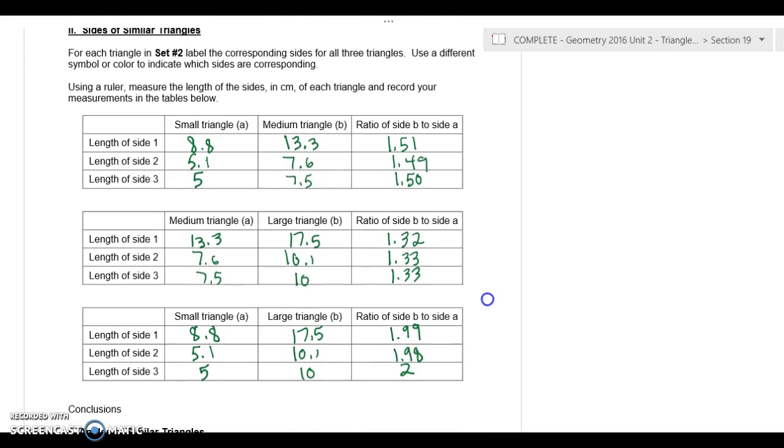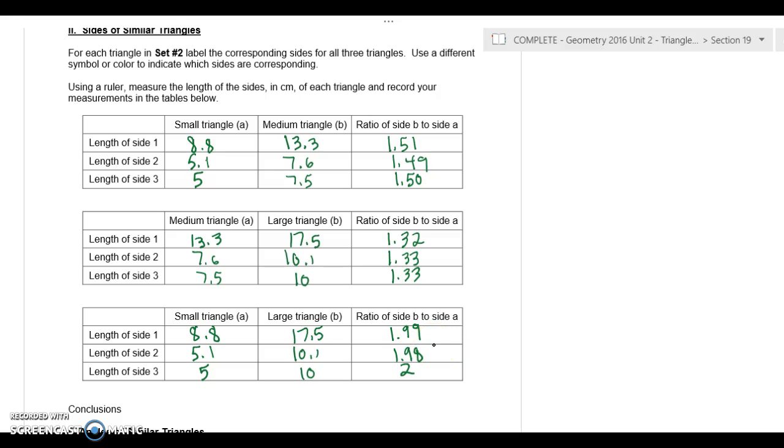Did the same thing for the medium triangle and the large triangle, 13.3 and 17.5, 7.6 and 10.1, 7.5 and 10. Found the ratio of the large triangle to the medium triangle. It's 1.32, 1.33, 1.33. So we're going to call that 1.33. And then the same for the small triangle and the large triangle. 8.8 and 17.5, 5.1 and 10.1, 5 and 10, and we're about 2 for the ratio.